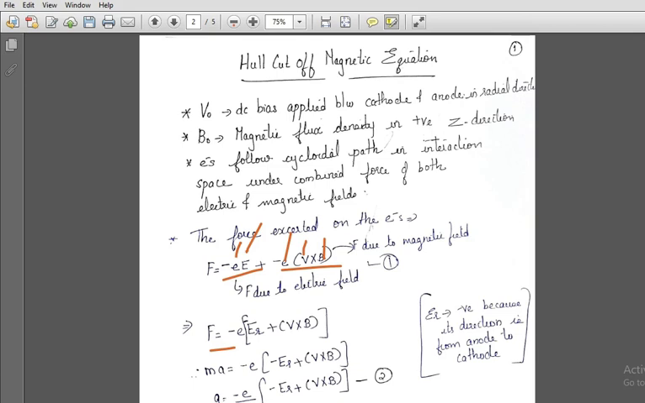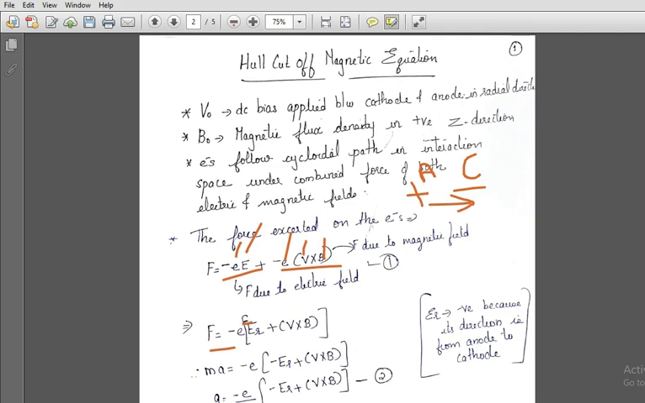E is common in both the terms, so I'm taking minus E outside: minus E into ER. Why did I take minus? As we know, the electric field is from plus to minus, that is from anode to cathode. That is this direction, but we are taking the opposite direction. That is why we are taking this minus ER here.